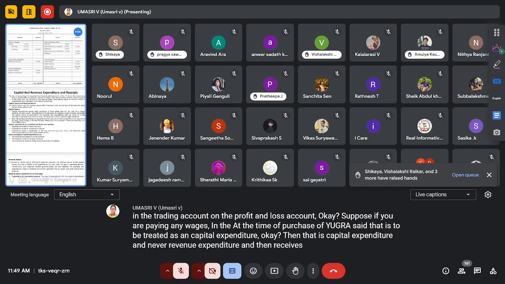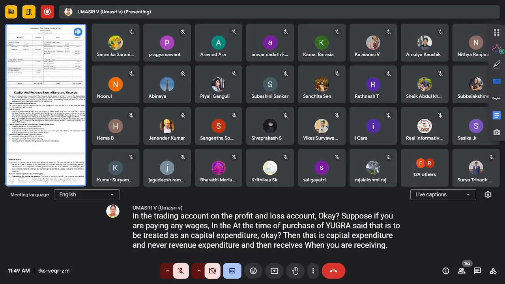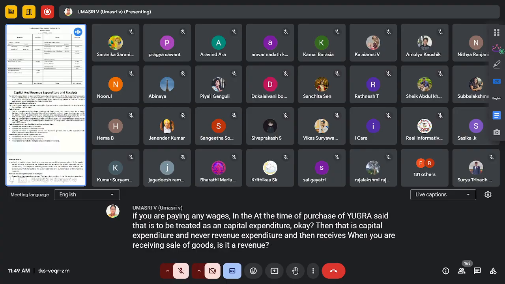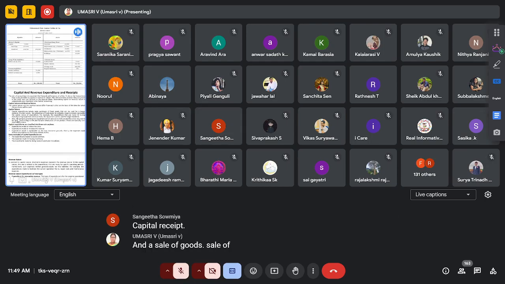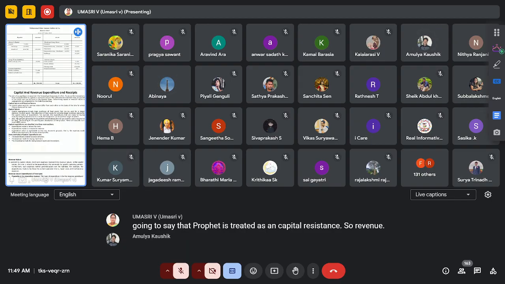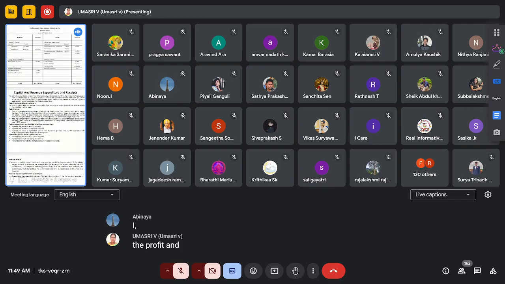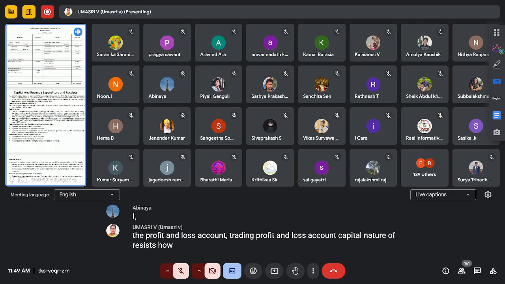And then receipts. When you are receiving sale of goods, is it a revenue receipt or capital receipt? Sale of goods is a revenue receipt, of revenue nature. When you sell an asset, your old furniture, that profit is treated as a capital receipt. Revenue nature of receipts you have to write in the trading and profit and loss account. Capital nature of receipts, you have to write only what is the cash.